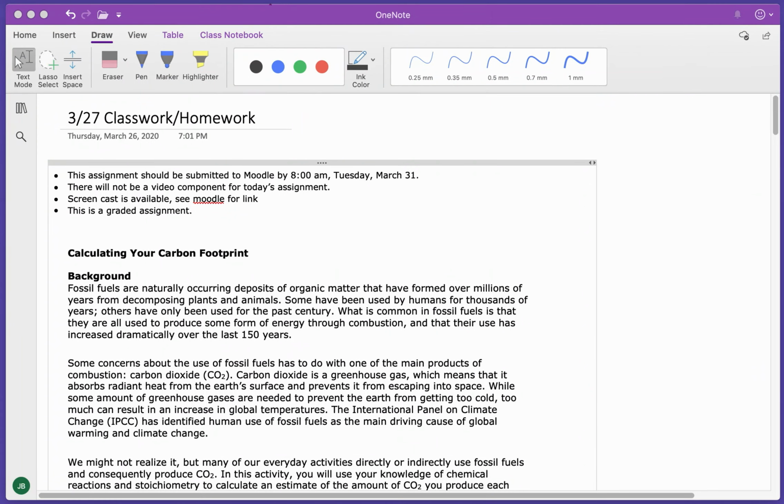All right, ladies, this is going to be your classwork, and what you don't get done today needs to be finished for Tuesday's class and submitted to Moodle. But this is what you're going to be working on, and you're going to be calculating your carbon footprint. So you're going to be looking at fossil fuels, the amount of fossil fuels that are used in Louisiana.